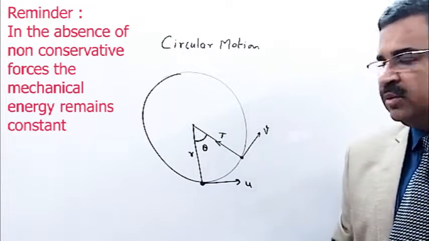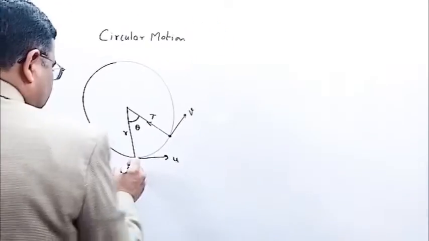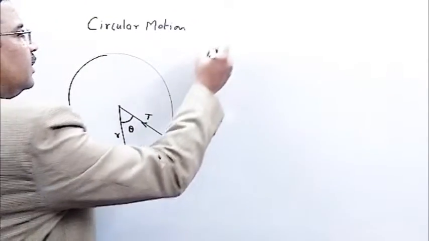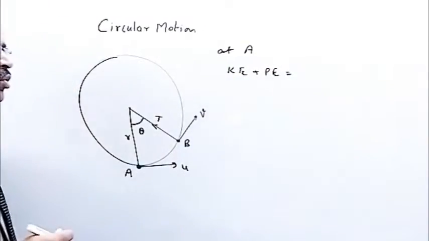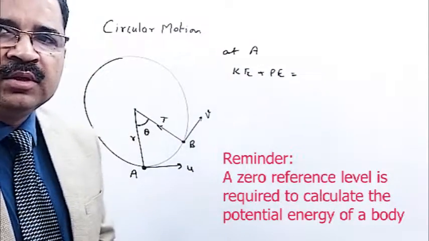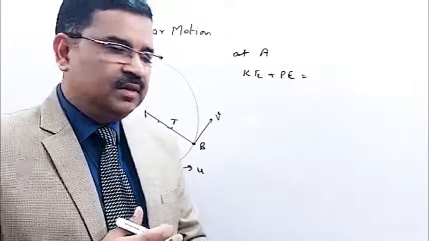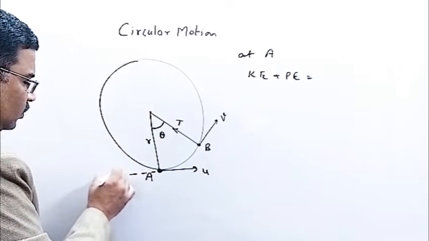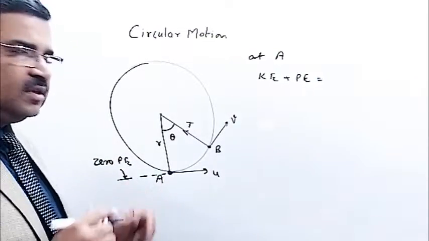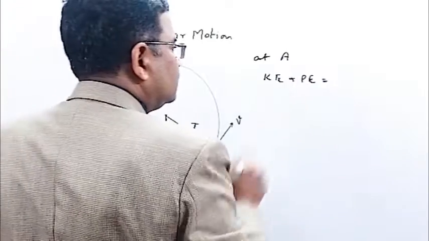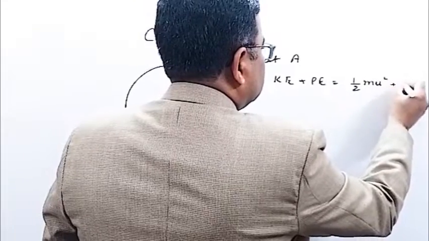So let us equate the total mechanical energy at the lowest point and at this particular point. So for this, let us call this point A and this point B. Now at A I write the kinetic energy plus potential energy. Now to find the potential energy, we should have a reference point where I should take the potential energy as 0. That zero potential energy point we can take anywhere. For example, in this case if I assume this is the level of zero potential energy, so I can say that the potential energy at A is 0. So the potential energy is 0 and kinetic energy is half mu square. So it is half mu square plus 0.